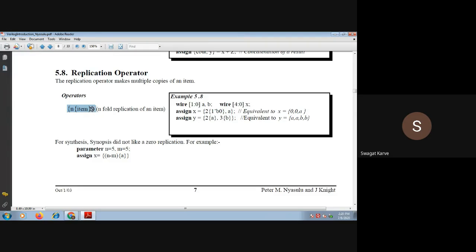So this is the syntax to use the replication operator. You use it in this way, right? It indicates that the item you have mentioned has to be copied 2 times. This n is the replication number. That means how many times that item has to be copied: 2 times. So this is how you can use the replication operator.